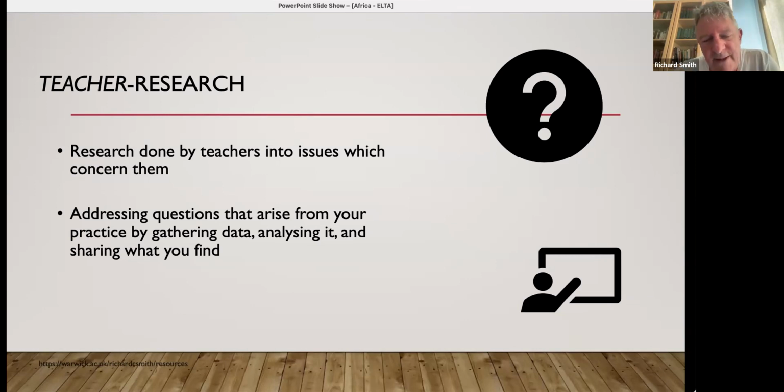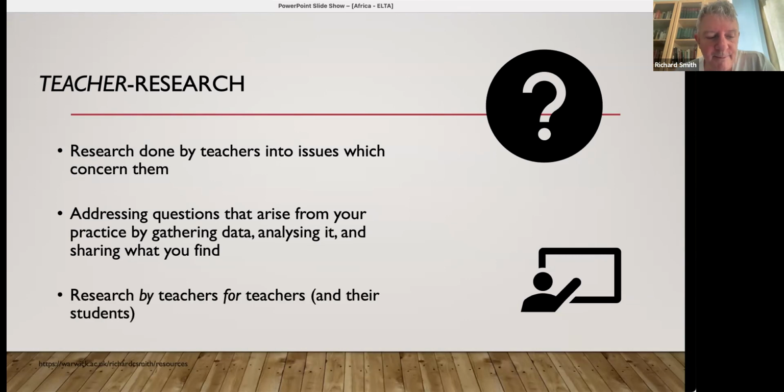Then, of course, you've got to analyze the data. Well, we're not going to talk about that so much today. Then sharing what you find. That's it. That's a process. That's one definition of research. It's research done by teachers.